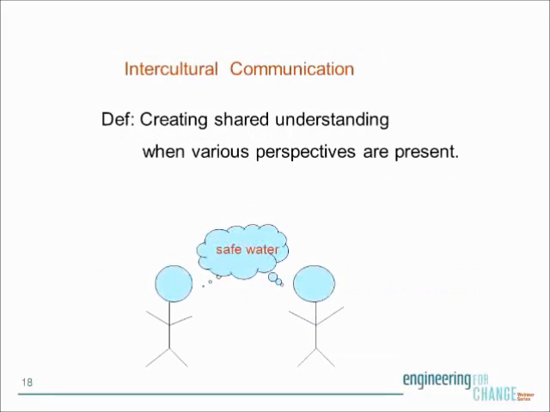So when I'm talking about communicating across cultures, I'm really talking about intercultural communication. I define communication as creating shared understanding. Between two people, they need to be understanding the same thing. And intercultural communication is creating shared understanding when various perspectives are present. When we start talking about vastly different cultural ideas, the various perspectives start to get very complicated.